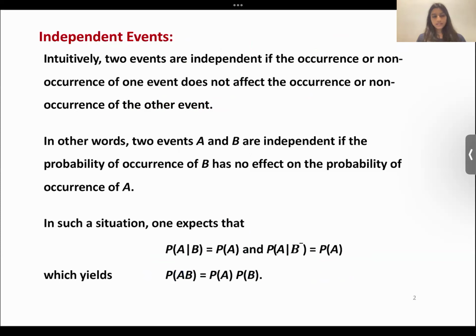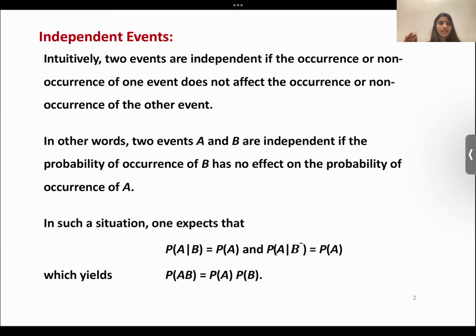First, let's look at independent events, in continuity with what we saw in the previous weeks. Two events are independent if the occurrence or non-occurrence of one event does not affect the outcome of the other event. Events A and B are independent if the probability of event A has no effect on the probability of event B. I'll just quickly go through these because it's easily understandable from the slides.